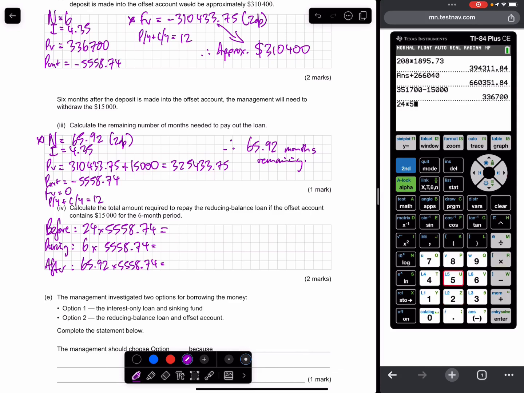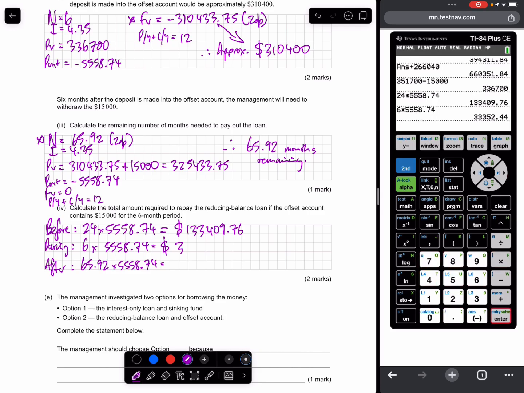24 times 5558.74 is $133,409.76. 6 times 5558.74 is $33,352.44 paid during the offset, and then 65.92 times 5558.74 is $366,432.14 to 2 decimal points.